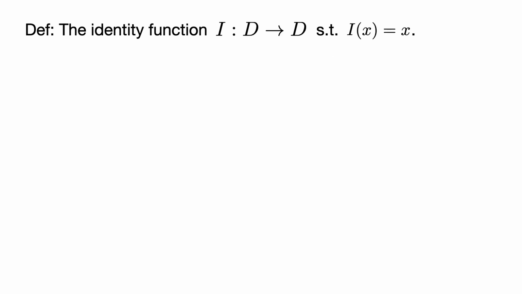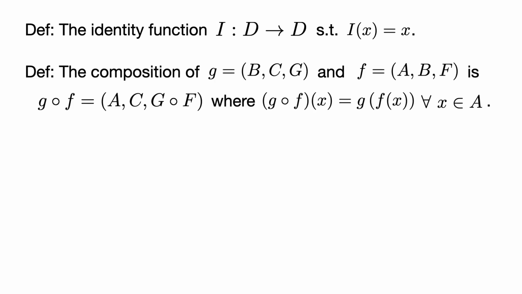Definition: the identity function I maps the domain to itself such that I of x is equal to x for all x in the domain. The composition of two functions, g and f, where the domain and range of g are B and C, and the domain and range of f are A and B, is g composed with f, which will have a domain A and a range C, where g composed with f of x is equal to g of f of x for all x in A.